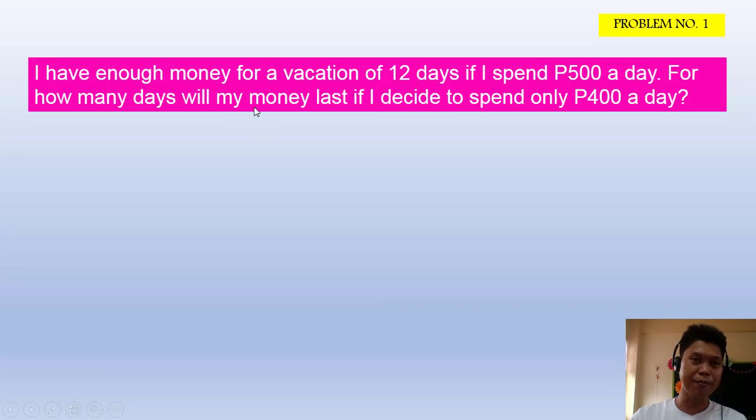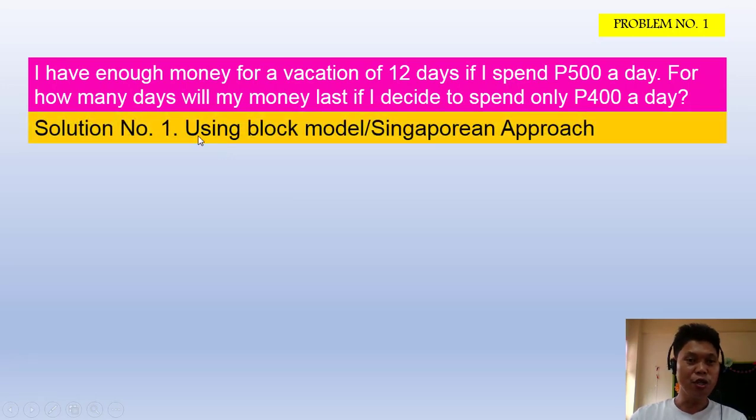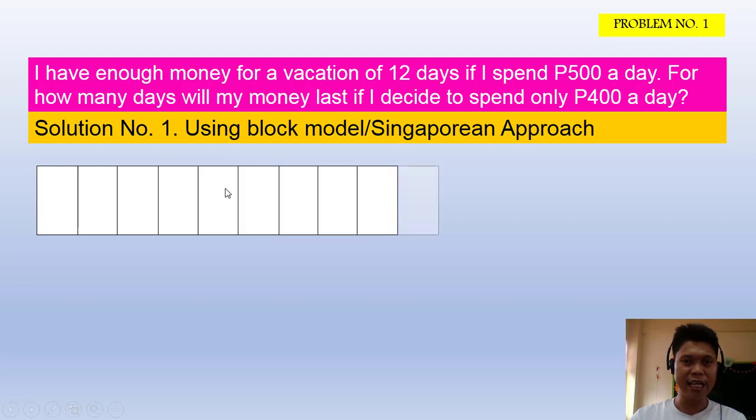Let's start with problem number 1. The first solution that we are going to use is, of course, the Singaporean approach or the block model. So, kung i-analyze natin, 12 days daw. So, 1, 2, 3, 4, 5, 6, 7, 8, 9, 10, 11, 12. Kung tigpa 500. So, ibig sabihin, isang block is 500.